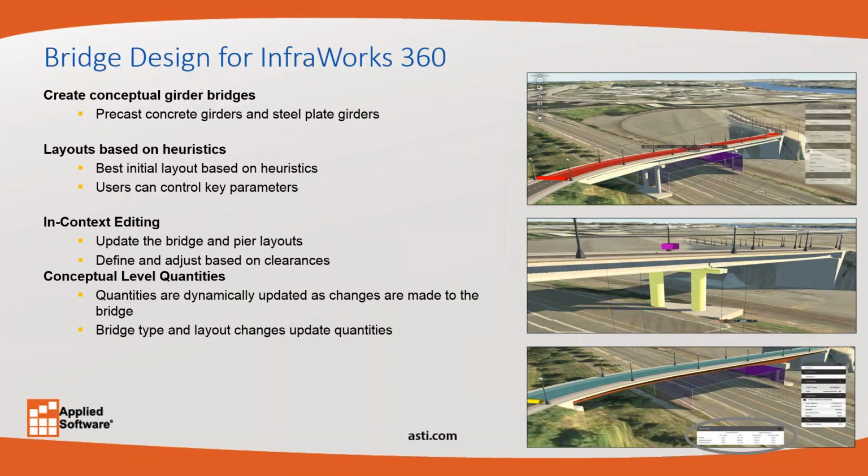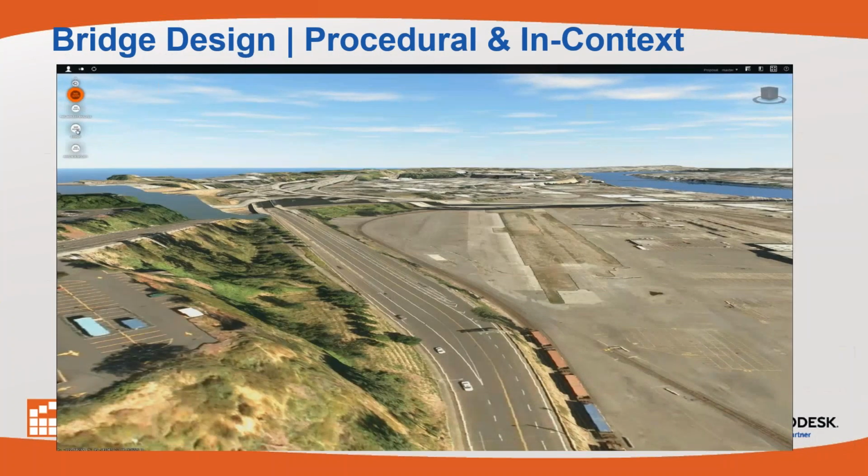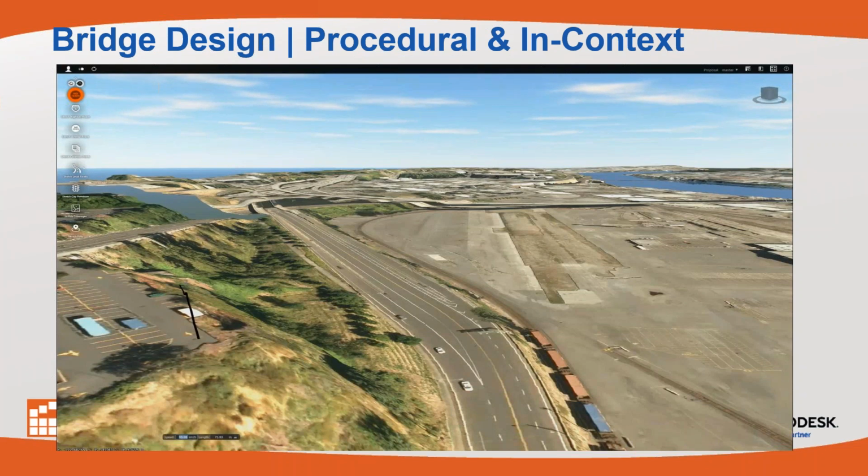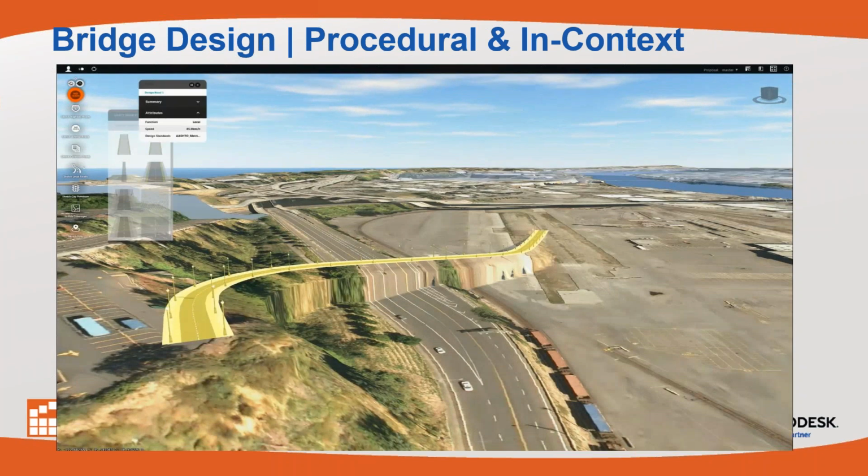And then how do we create these conceptual girder bridges, the initial layout, and also how we control these key parameters. And then in context editing, how we can update piers, layouts, and bridge clearances, and how we can pull quantities from this conceptual layout. Something as simple as this, and we'll do this as I look through the software: something as simple as 2 picks and a click, and we can lay out a bridge.